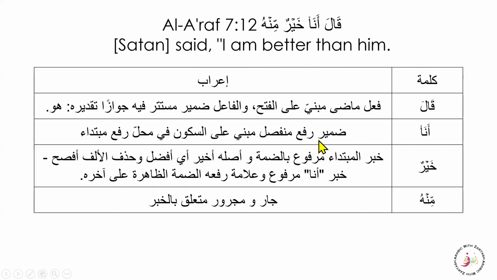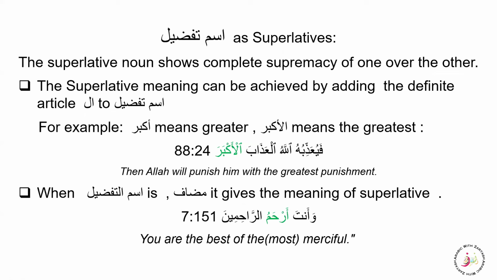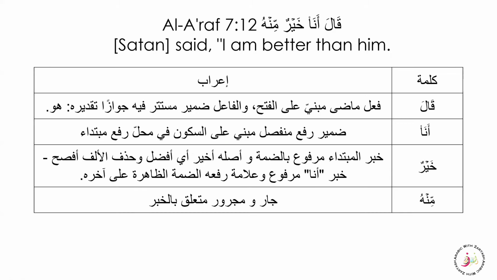Qala, we know that it is fi'l madi, and we know that fi'l madi is mabni. We can see the fatha here. So fi'l madi mabni ala al-fath. And inshallah, we have learned, alhamdulillah, that we need to add here the fa'il, a damir mustatir, and we know that with huwa we write jawazan, because it is allowed to have an outside noun for the huwa in here. That is why we see jawazan with huwa. So fi'l madi mabni ala al-fath wal-fa'il damir mustatir fihi jawazan taqdiruhu huwa.